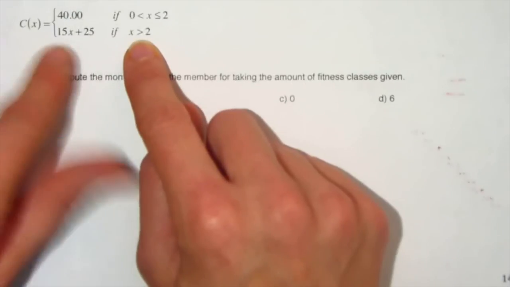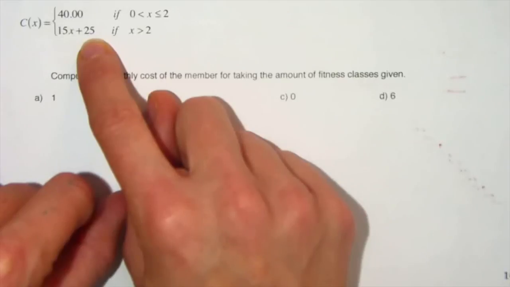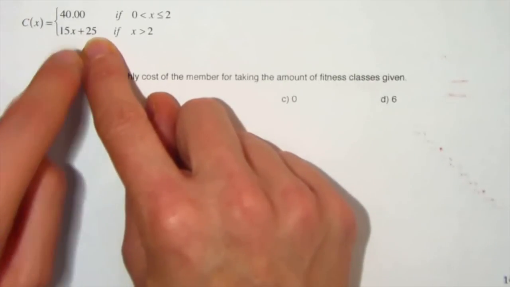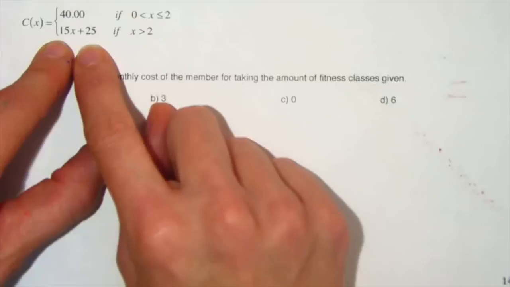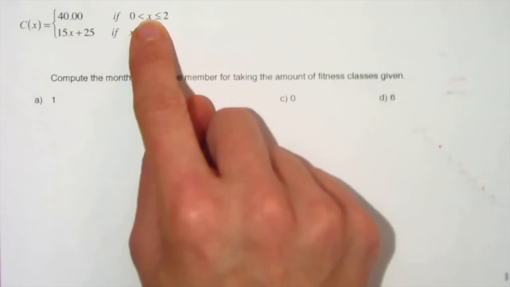It's $15 per class, but you have this $25 here because by taking 1 class, 25 plus 15, that would be your $40, right? But if you take 2 classes, you're still over here, you're still only paying $40. So it's like a good deal if you're taking 2 classes.